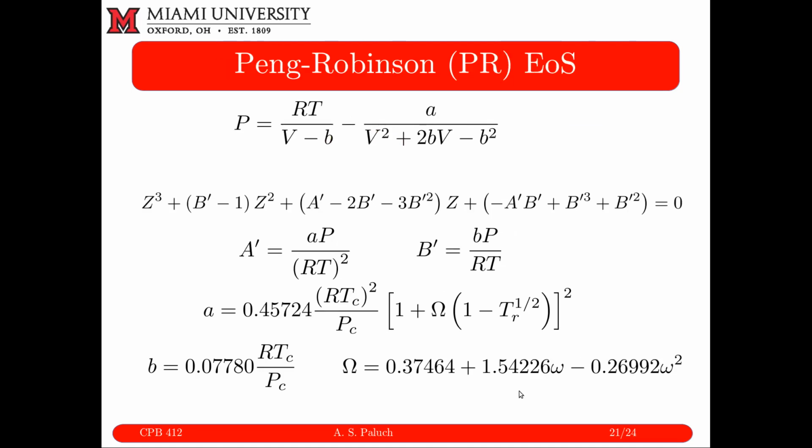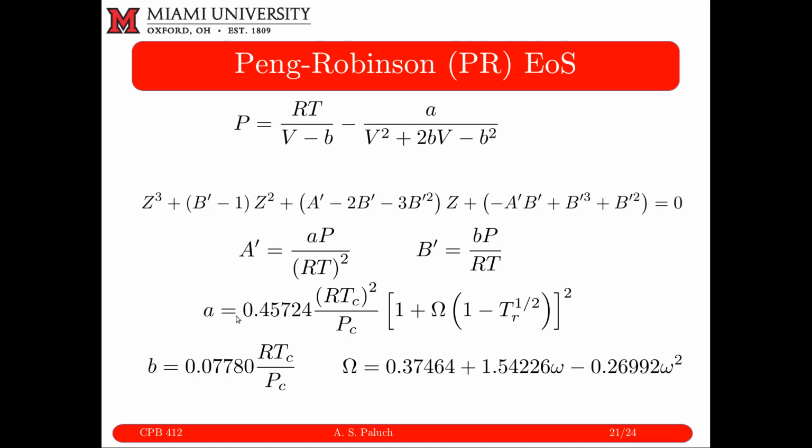The other one we'll talk about in the class is the Peng-Robinson equation of state. Again, van der Waals is P equals RT over V minus b, minus a over V squared. And now we've added this term, plus 2bV minus b squared. You could factor out a b if you wanted to, but that's the term. We could also express this as a cubic equation. Big A and big B are the same.